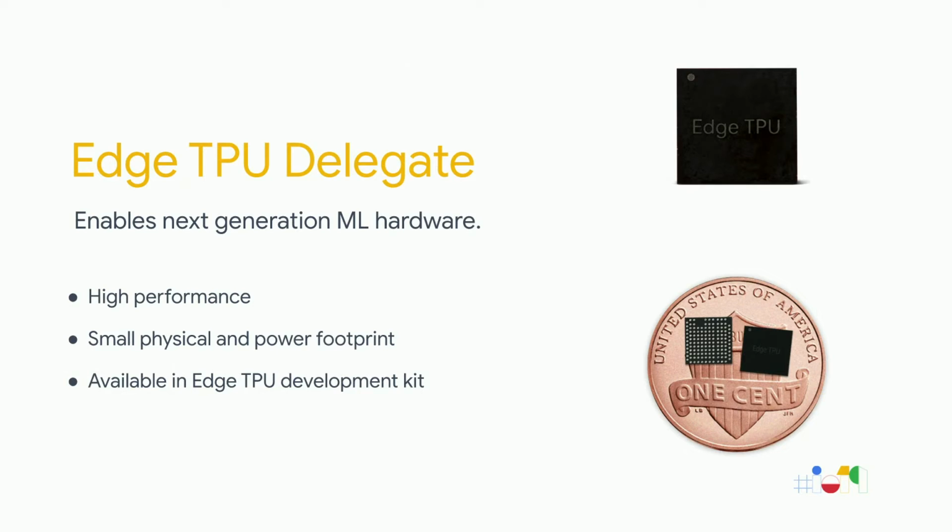So the Edge TPU is another example of the delegation API working with a custom ML accelerator that has high performance, low powered acceleration at the edge. It accelerates TensorFlow Lite models, and you can find out more in the Edge TPU talk tomorrow.